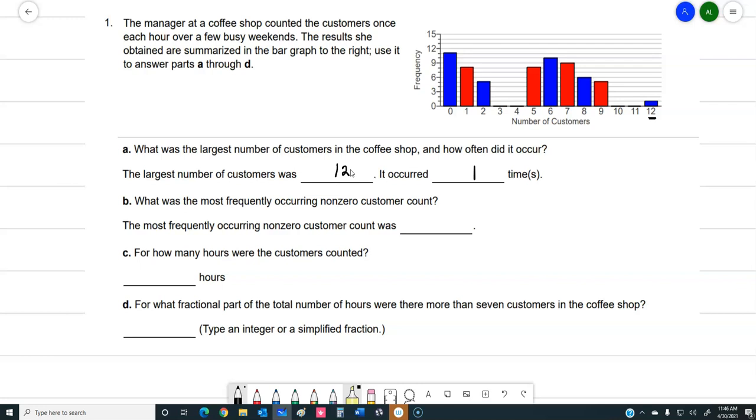What was the most frequently occurring non-zero customer count? So it says non-zero, so that means that we would have to exclude the information here, and we're looking for the most frequently occurred customer count. So we'll go to the frequency part of the bar graph, and of course we're looking for the highest bar, excluding the first bar, because that's 0 customers, and that would be 6. Right here. So the most frequently occurring non-zero customer count was 6.